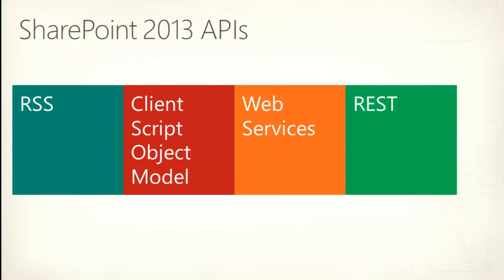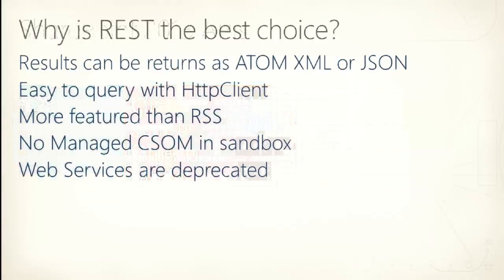So which one do we want to use? Well, REST is actually probably the best choice most of the time. And the reason is, you can get the data out either using JSON or Atom XML. So depending on what programming language you're using, one is actually easier. It's pretty easy to query with the HTTP client class.